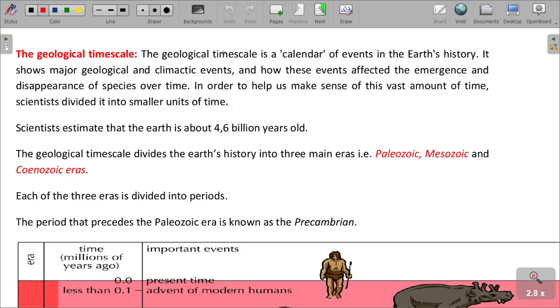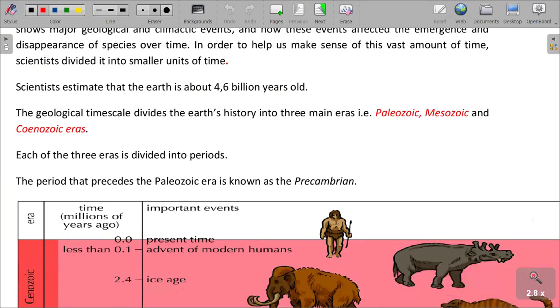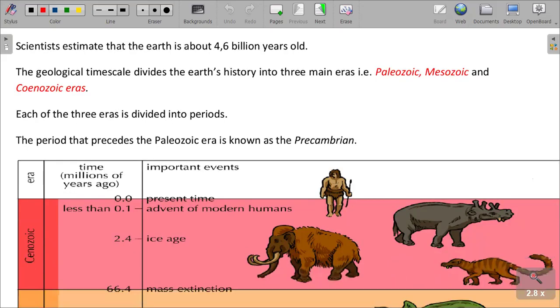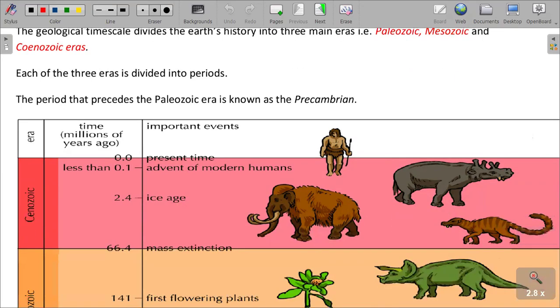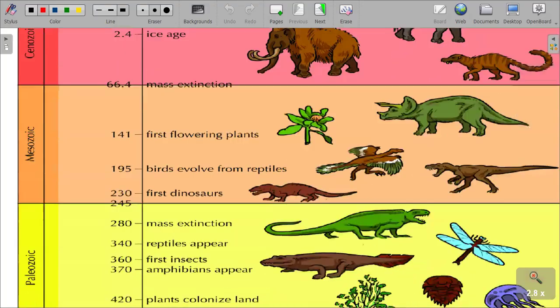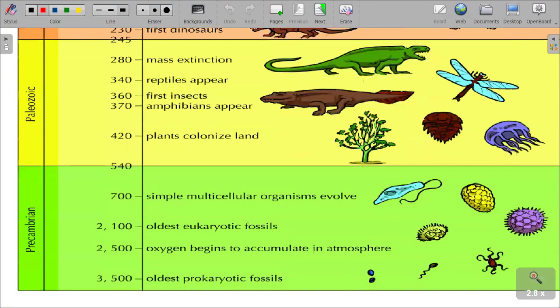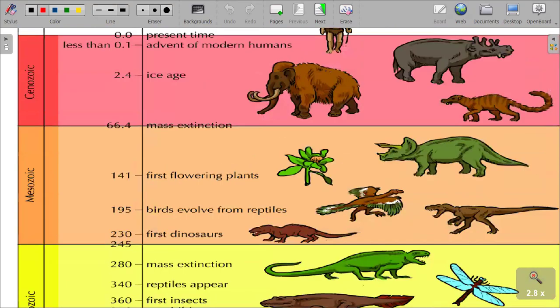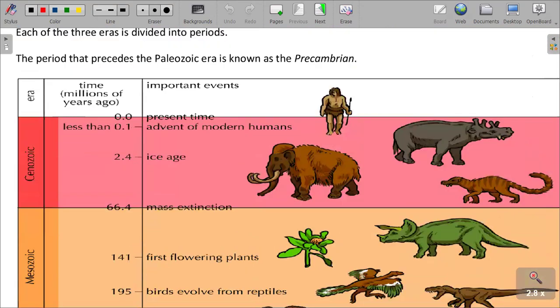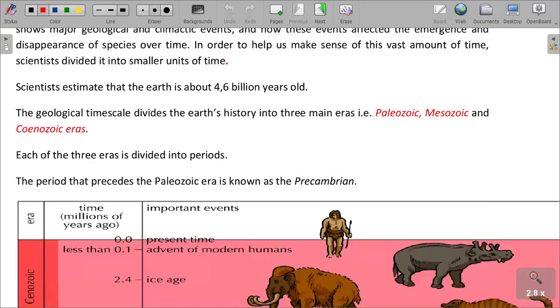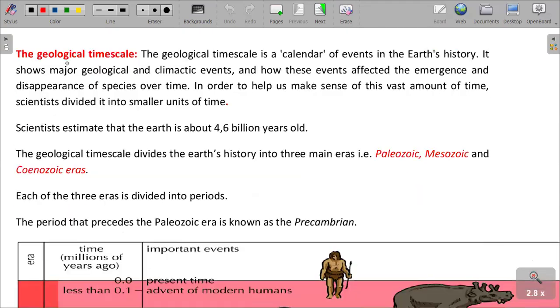I just want to quickly talk today about the geological timescale. Without wasting any time, I want us to understand that there are some geological timescales that the Earth is divided into, which we are going to discuss in today's presentation. As you can see, these are various timescales where various organisms existed and went extinct. So we're going to talk about this.